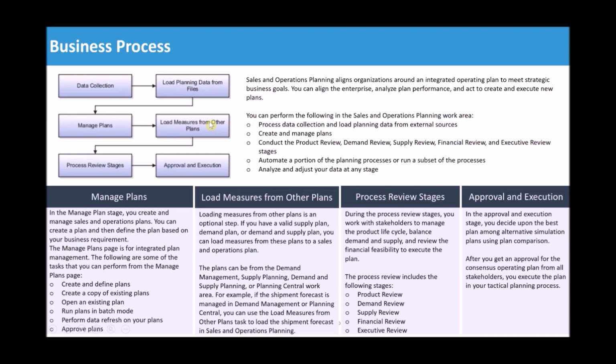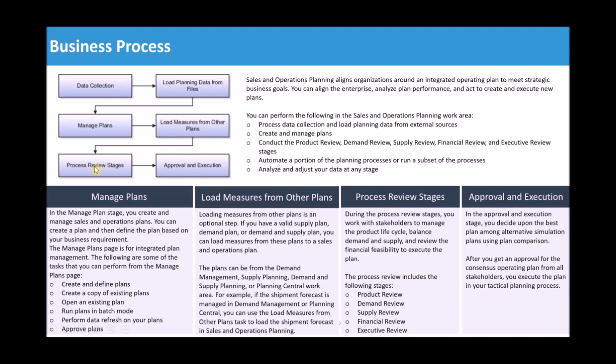Next, we'll load measures from other plans. Till now, we haven't done that, but we'll see how that is done in SOP planning. So you can load measures from other plans, or when a plan is completed. In case of SOP, when the plan is finally approved, you can copy the output of the SOP plan to your production plan, to your demand and supply plan, and we'll see that in this session. So this is something that we haven't reviewed, and we'll do it in this session.